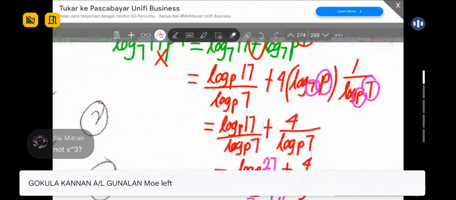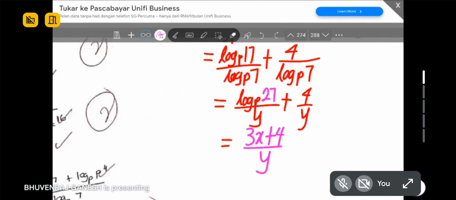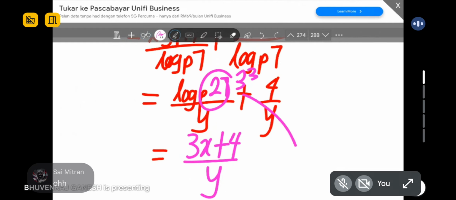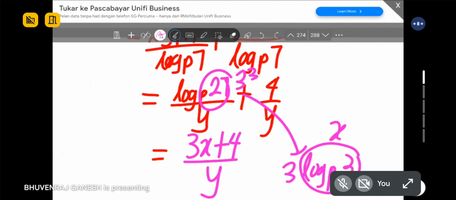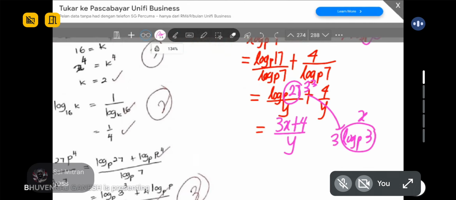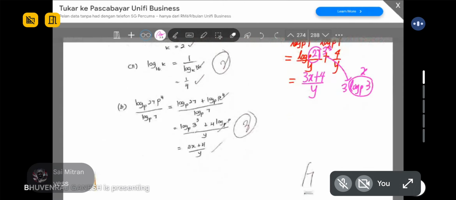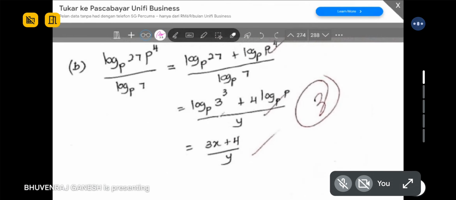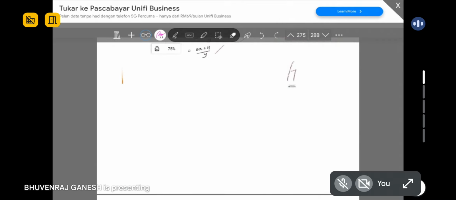Okay, not x power 3. No. You must remember, guys, 27 is 3 power 3. So 3 brought to the front is 3 log P3. Am I right? This one is 3 log P3. So log P3 is the x. Understand, guys? Okay? So this is your working, and you will get 3x plus 4 over y. Alright, so next one, guys.